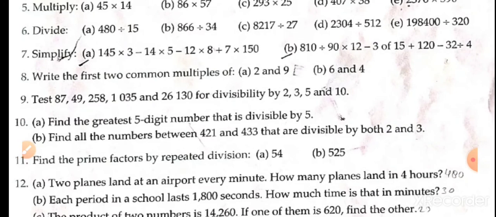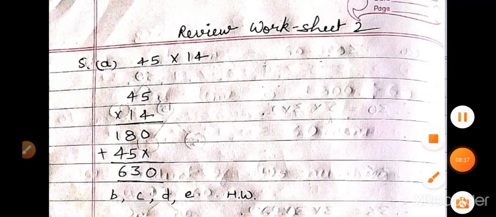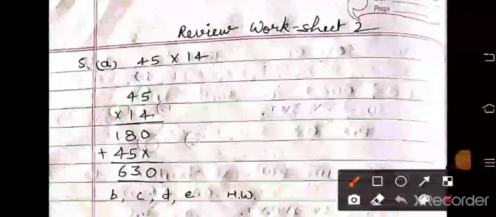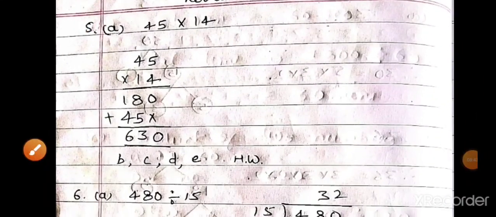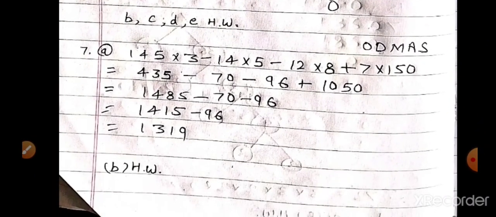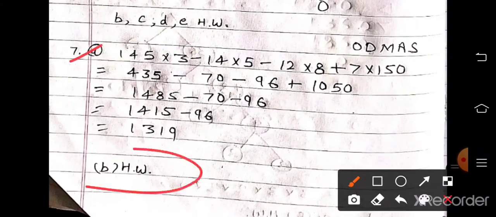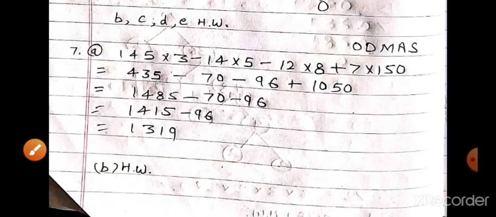Now the question numbers 5, 6, all you have to do yourself. I have done one question for you. Question number 5, multiple. Question number 6, divide. Question number 7, simplify. I have done one question for you. You have to do B part in your homework.